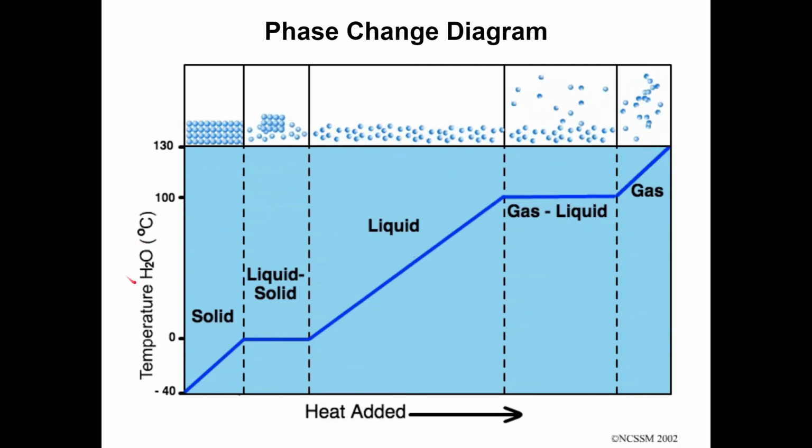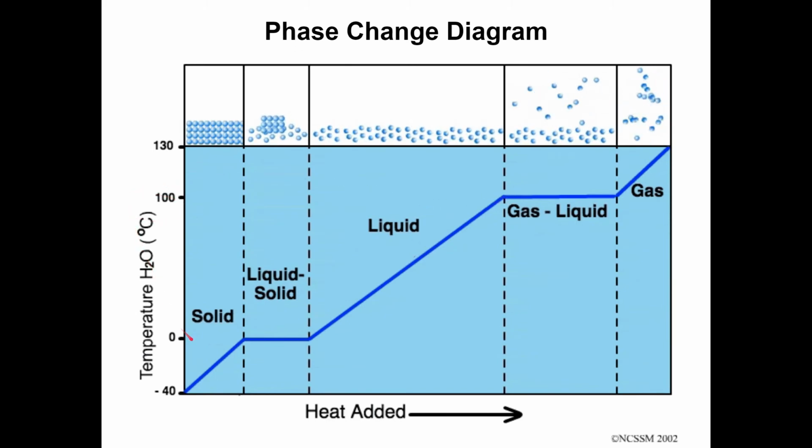Remember that we've been talking so far just about H2O, just water, and that's still what's being reflected in this diagram, because if you look over on the side, it shows 0 degrees as the melting or freezing point, and it still shows 100 degrees as the boiling or condensation point.